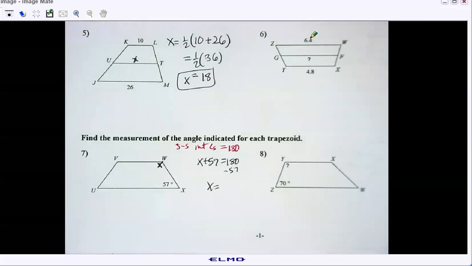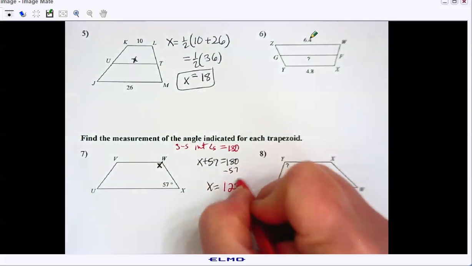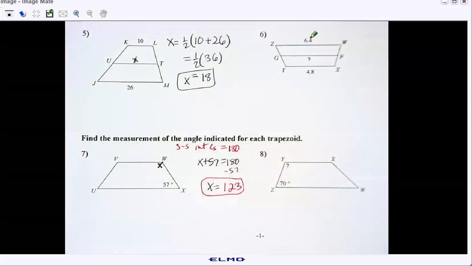118. Oh, wait, did I subtract that wrong? Wait, hold up. Yeah. Try it again. 128. 123. 123? Oh, yeah, sorry. 123. You're good. 123. Awesome.